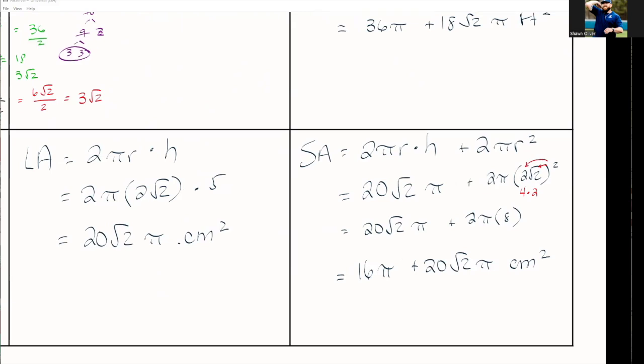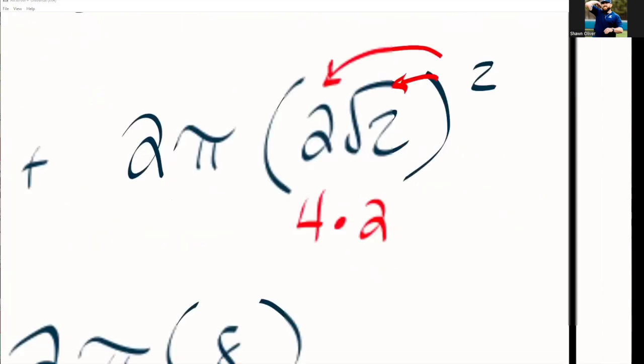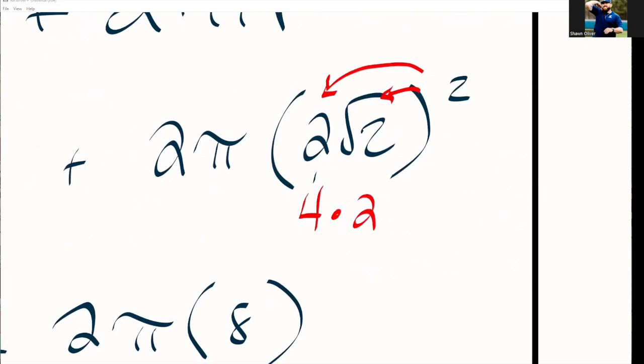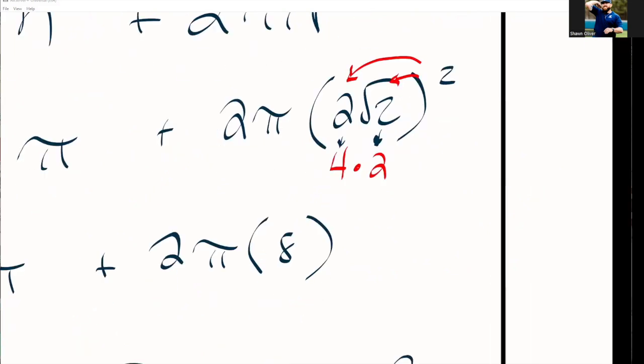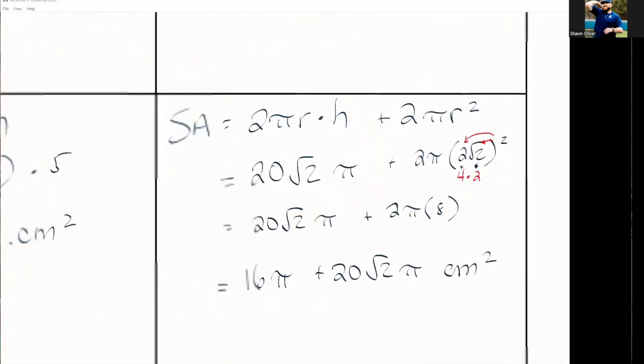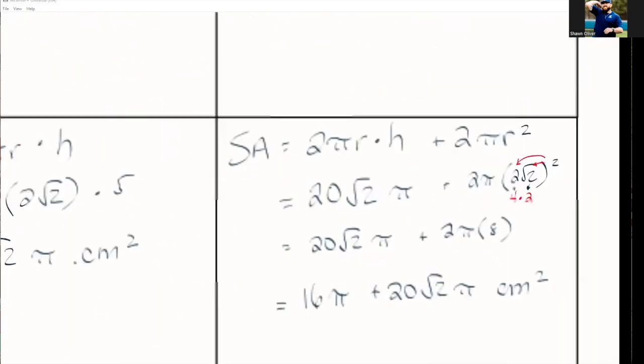Go ahead, talk to me. How'd you get 4 times 2? What's 2 squared? So if you look at it, 2 squared is 4, and then square root of 2 squared is 2. And that's where we got 8 from. Great question.